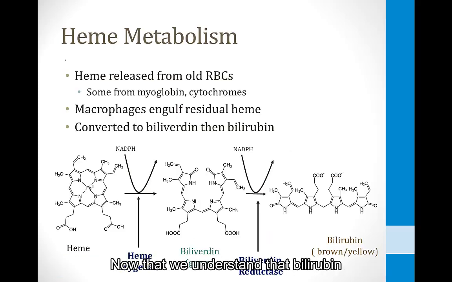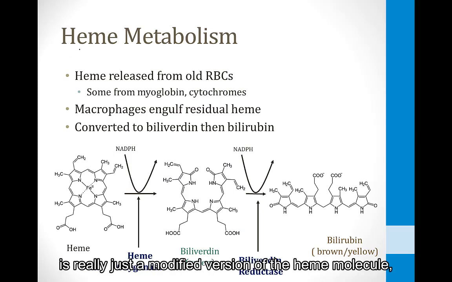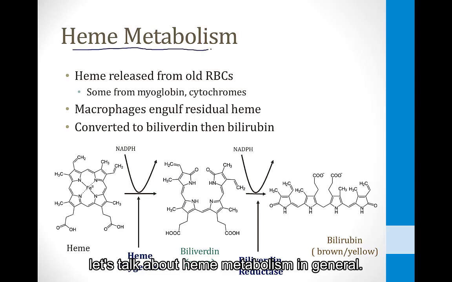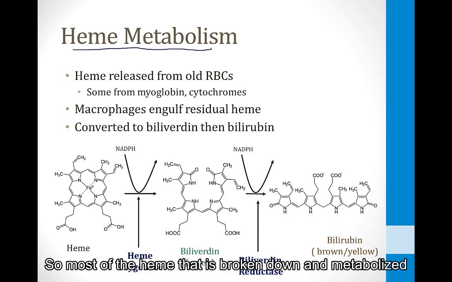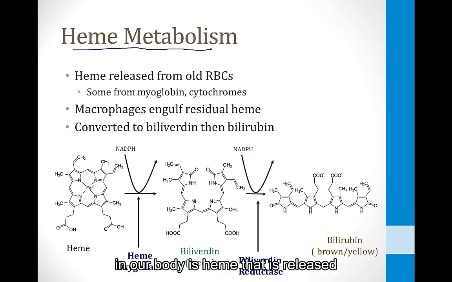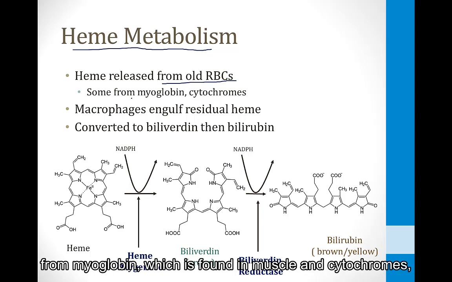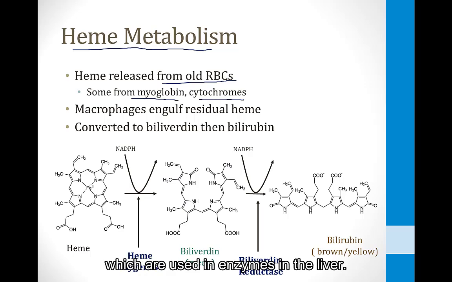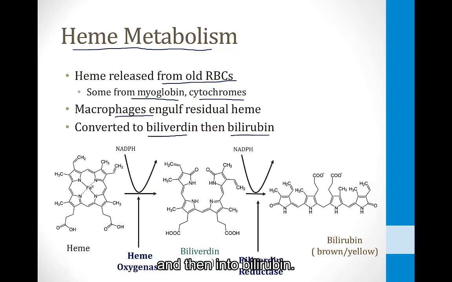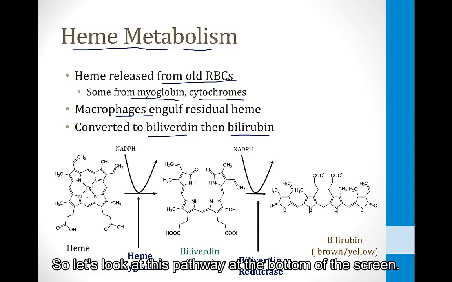Now that we understand that bilirubin is really just a modified version of the heme molecule, let's talk about heme metabolism in general. So most of the heme that is broken down and metabolized in our body is heme that is released from old red blood cells, although some also comes from myoglobin, which is found in muscle, and cytochromes, which are used in enzymes in the liver. Released heme is engulfed by macrophages, which then metabolize it first into biliverdin and then into bilirubin. So let's look at this pathway at the bottom of the screen.